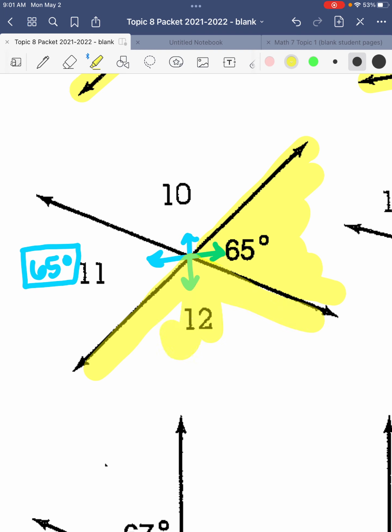Okay, now one thing I notice is that this angle that we were given, that is 65 degrees, and angle 12, when I look at them together, they make that straight line, right? So I know that those two add up to 180 degrees. So if I were to call angle 12 x, could I write an equation to solve for angle 12? I could.